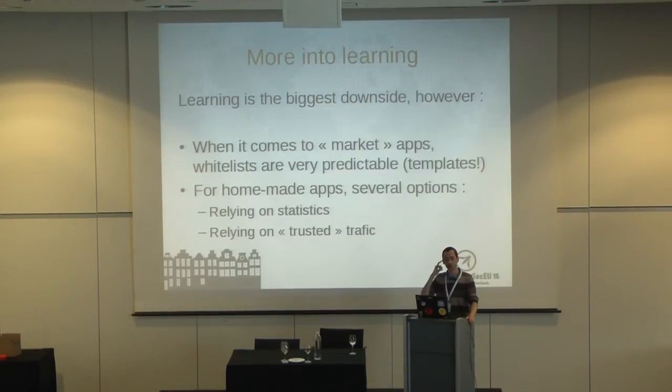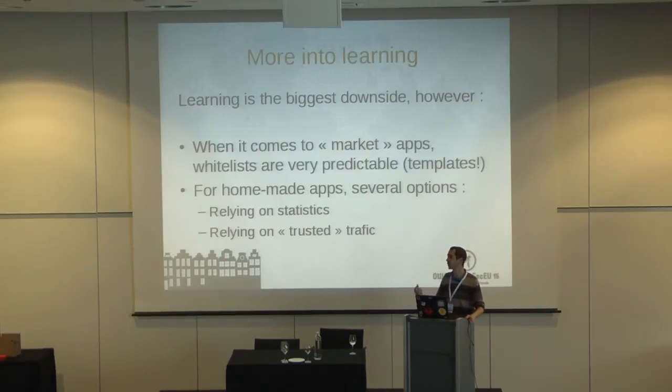And when it comes to a homemade application, you have several options. Either you rely on statistics, but it's only viable if you have traffic that is high enough so that the noise provoked by bots or automated exploitants is low enough that it won't pollute the learning process. And for the last case, you can always rely on trusted traffic sources. For example, if you have the chance to be able to do the learning during QA or staging phases where you know that most of your traffic can be trusted.